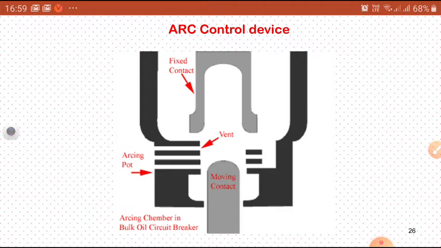Now coming to the next. These are the arc control devices. Now coming to the salient points of the oil circuit breaker, MOCB. At a glance you can see the MOCB construction points only, there is no time here. So now we can see the salient points of minimum oil circuit breakers.